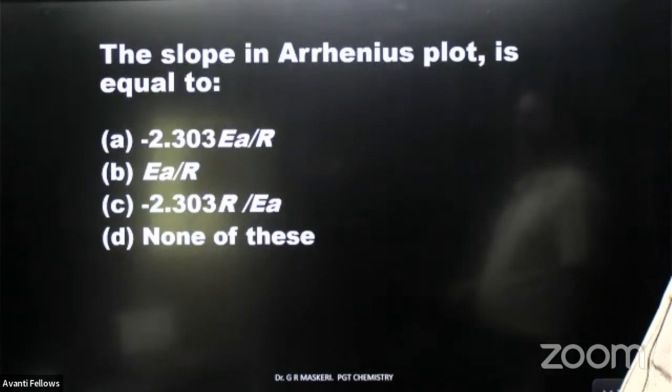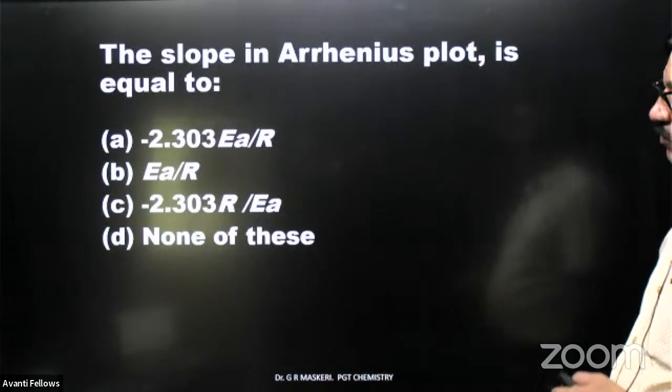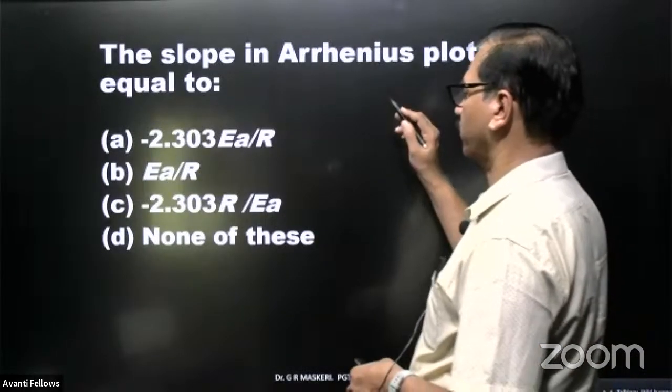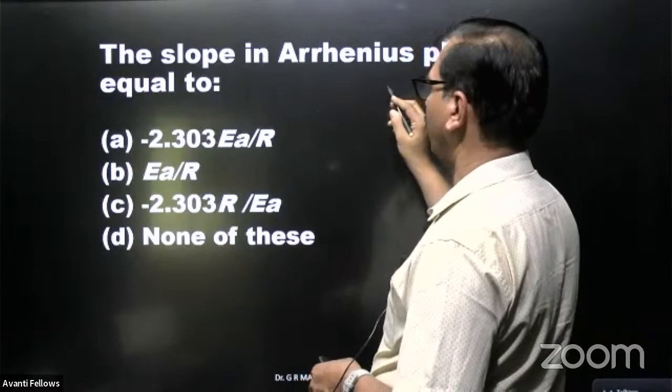Come on, the slope of the Arrhenius plot is equal to what? The slope of the Arrhenius plot is EA by R. Option B. Option A, sir. Yes, sir. EA. Okay.